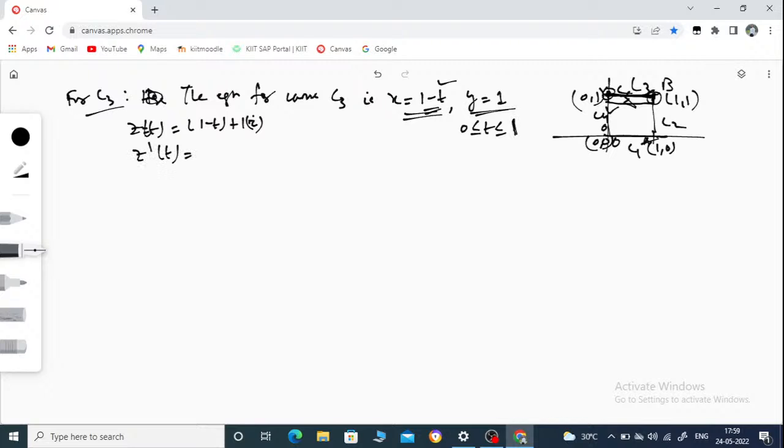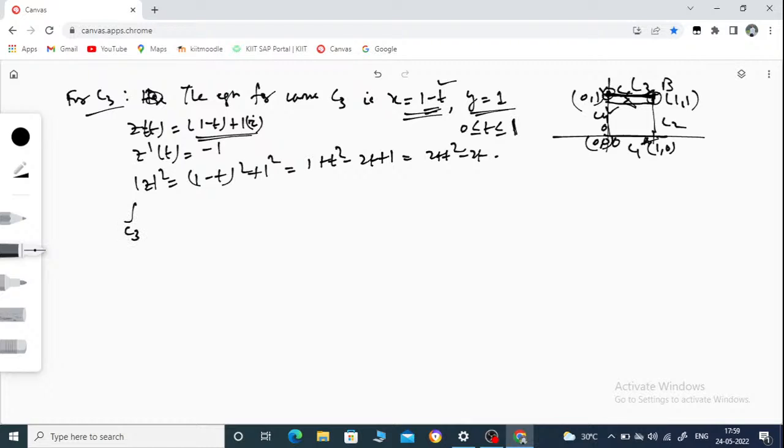So what is z dash t? This will be minus 1. Then what is mod z square? Z is this one, so mod z square is 1 minus t whole square plus 1 square, which is 1 plus t square minus 2t plus 1, which will be 2 plus t square minus 2t. So this is your mod z square.